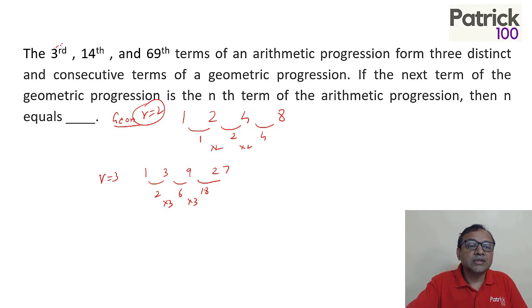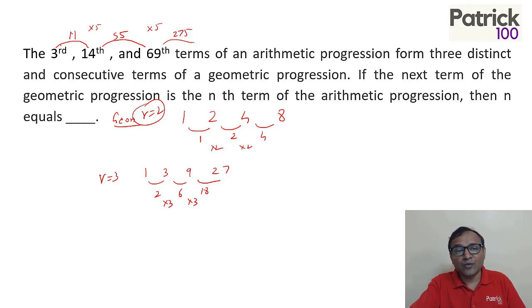So if I take the third term 14 and the next term 69, the difference is 55, when the earlier difference is 11. It increases by 5 times, so the next difference should also increase by 5 times. 55 into 5 becomes 275. So the next term will be 69 plus 275, which becomes 344. So the answer straight away becomes 344.